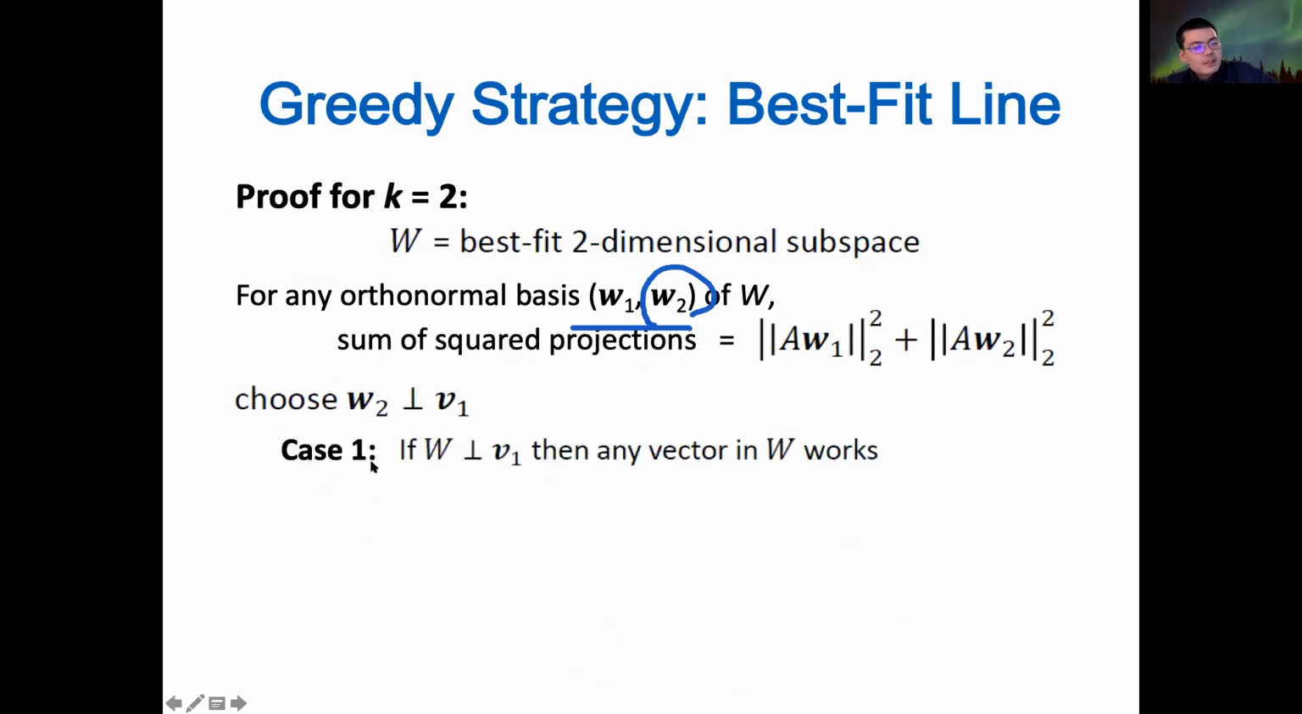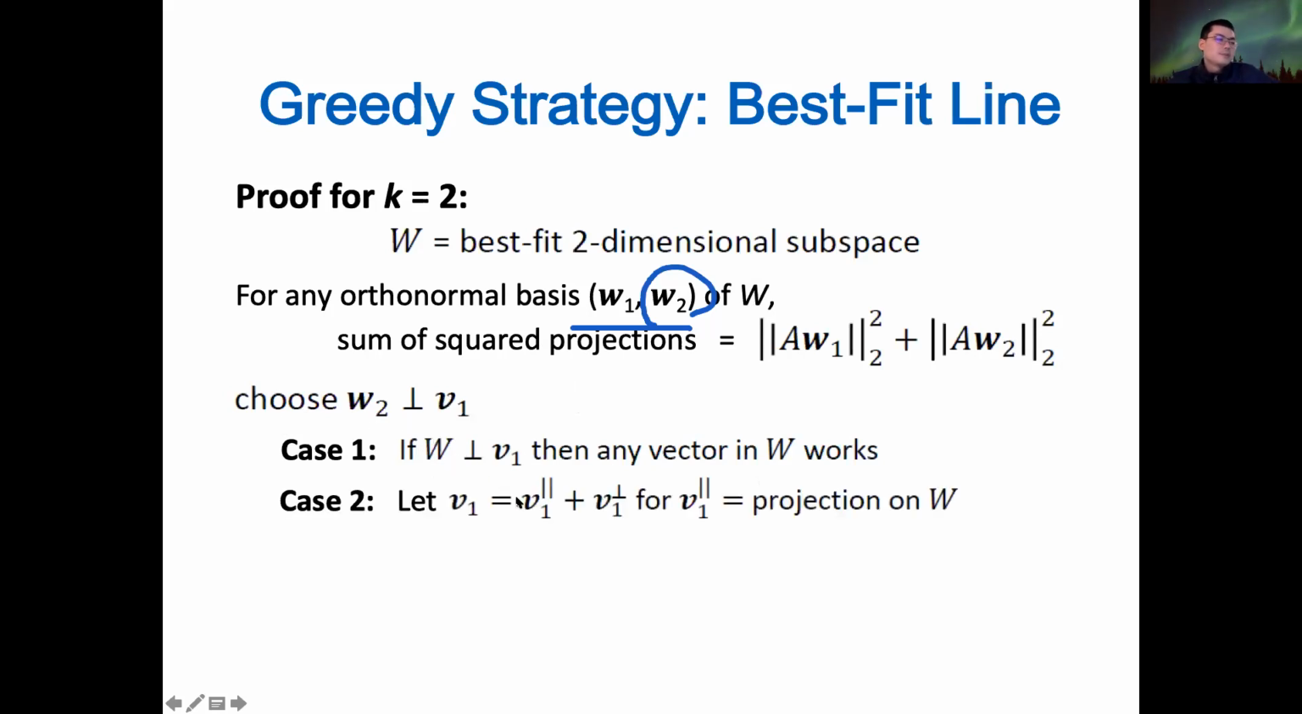For one case, if your subspace W is already orthogonal to V1, then any vector inside this W, like W2, is also orthogonal, and we are done. But the second case is that this may not be the case. Your W may just have a small angle, so V1 has components along the W subspace. We can write it out like this. Let's say the W space is two-dimensional. This is the W space, and this is your V1.